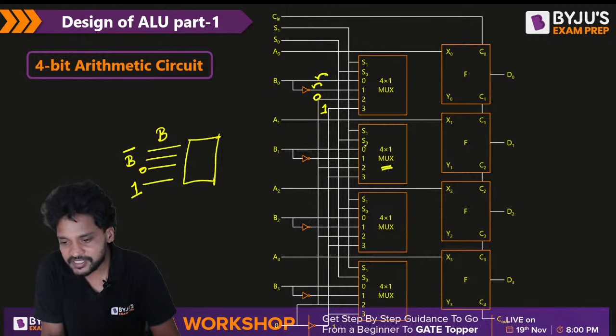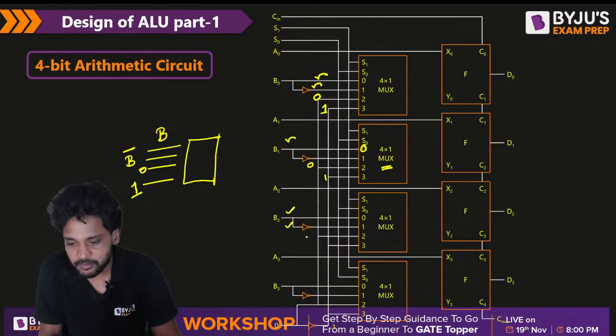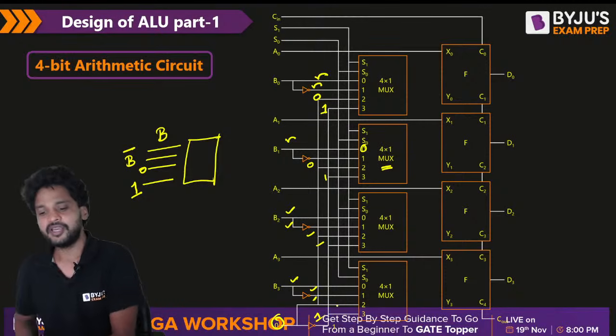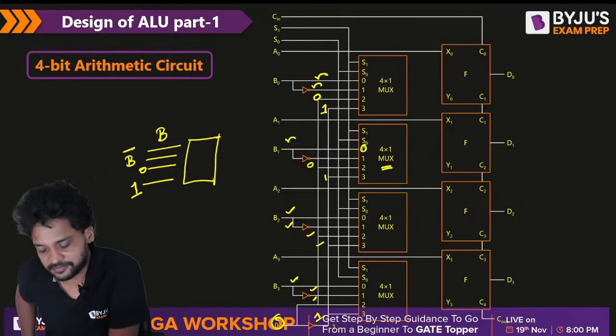Similarly, go to the second multiplexer. The first input of the second multiplexer is B. The second input is B complement. The third input is 0. The fourth input is 1. Similarly, B complement, 0, 1. Similarly, B complement, 0 and 1. Clear? Okay. Stay focused and understand.